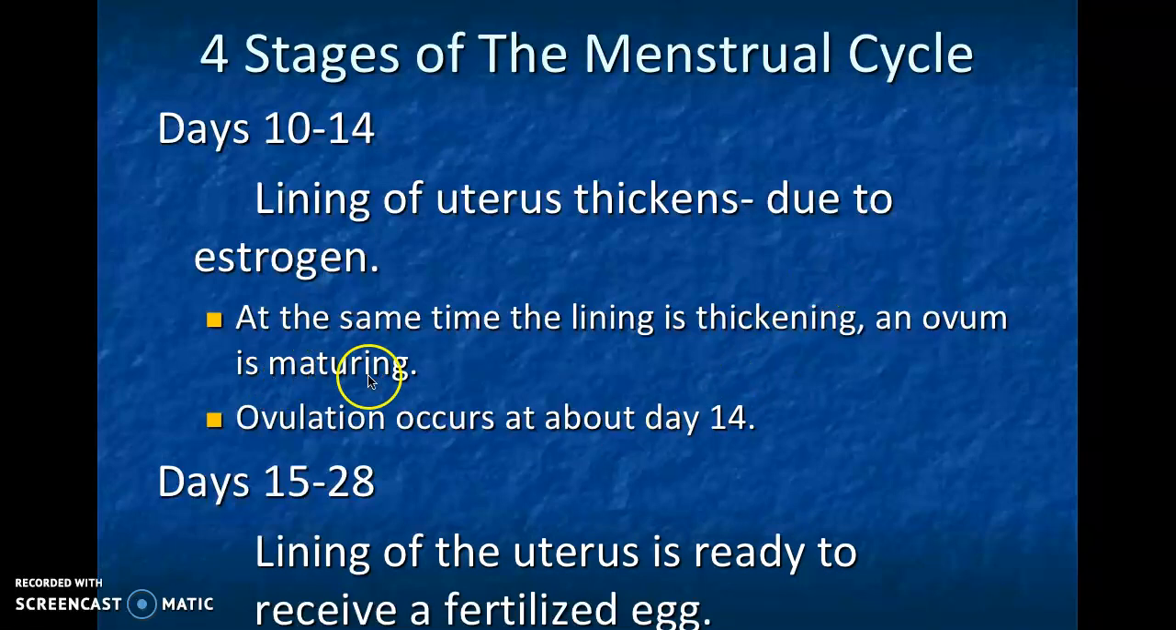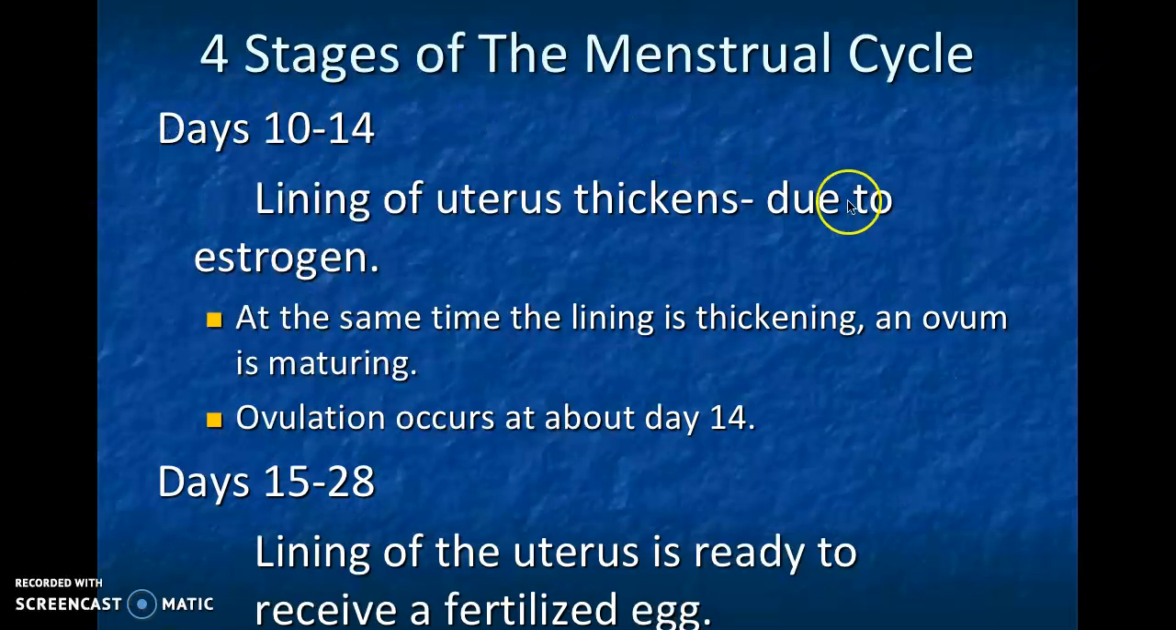Days 10 to 14, this is a big, important part in the menstrual cycle. You release a mature ovum, so ovulation is what that is called. If sperm is present, then you can get pregnant, and eventually the fertilized egg will make its way to the uterus. Days 15 to 28, the lining of the uterus is ready to receive a fertilized egg.